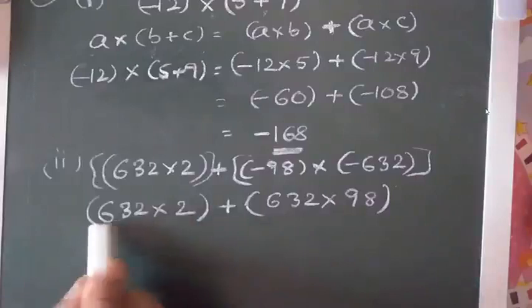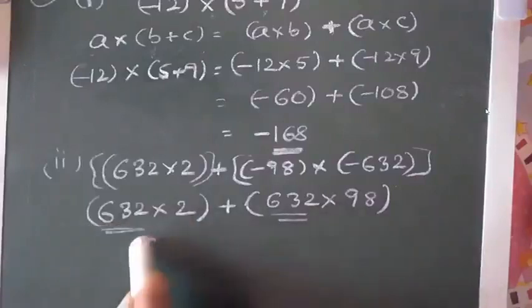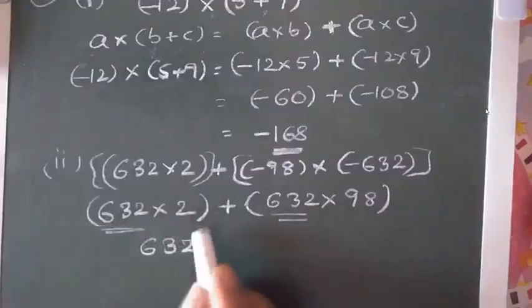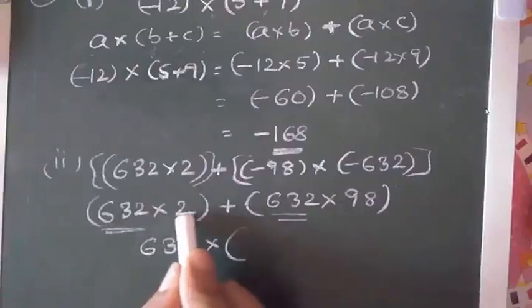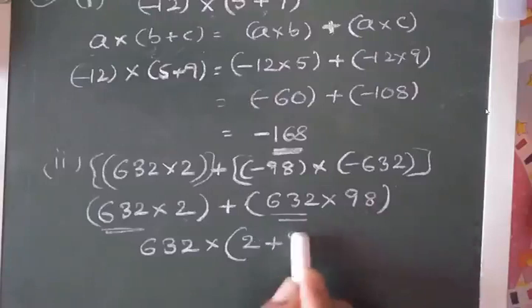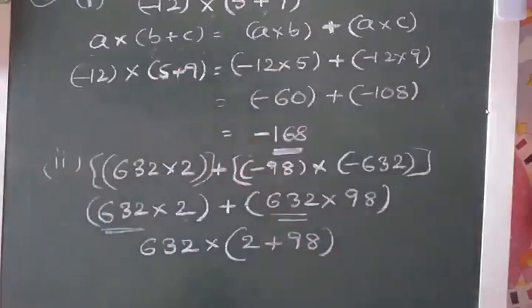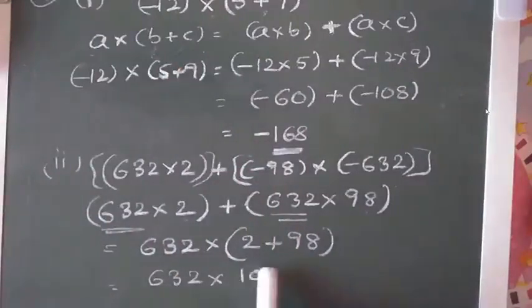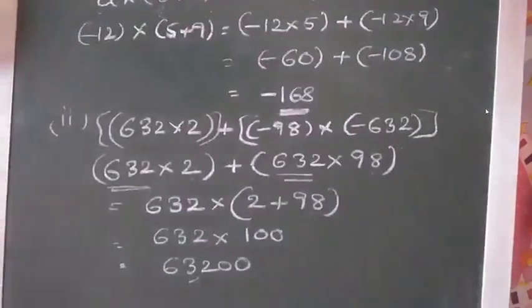Here what is a? 632. And what is b here? I am taking this 2 as b and c as 98. So a into b plus c I am writing. So now it is 632 into 2 plus 98, which is 100. Now you can multiply this easily, which is 63,200. So this is the problem.